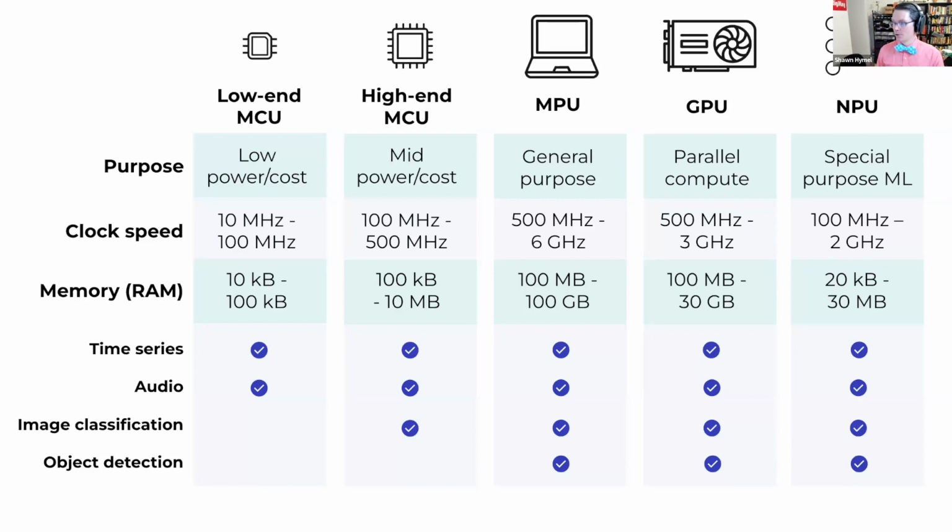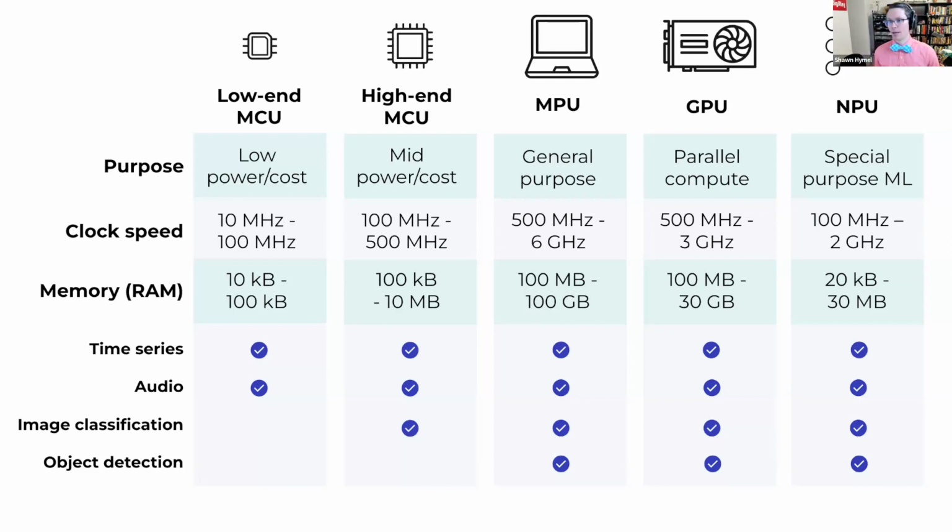The higher-end MCUs are things like your OpenMV, if you've played with that one, and anything like your ARM Cortex M7s that are much faster. Those can handle most image classification, no problem. And you start to be able to get into object detection. You're just going to be very limited.